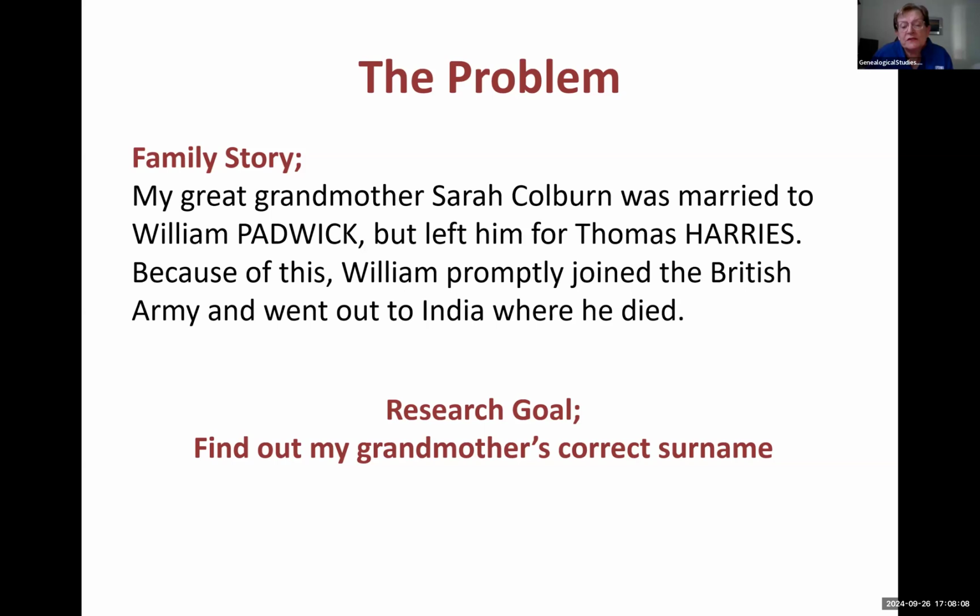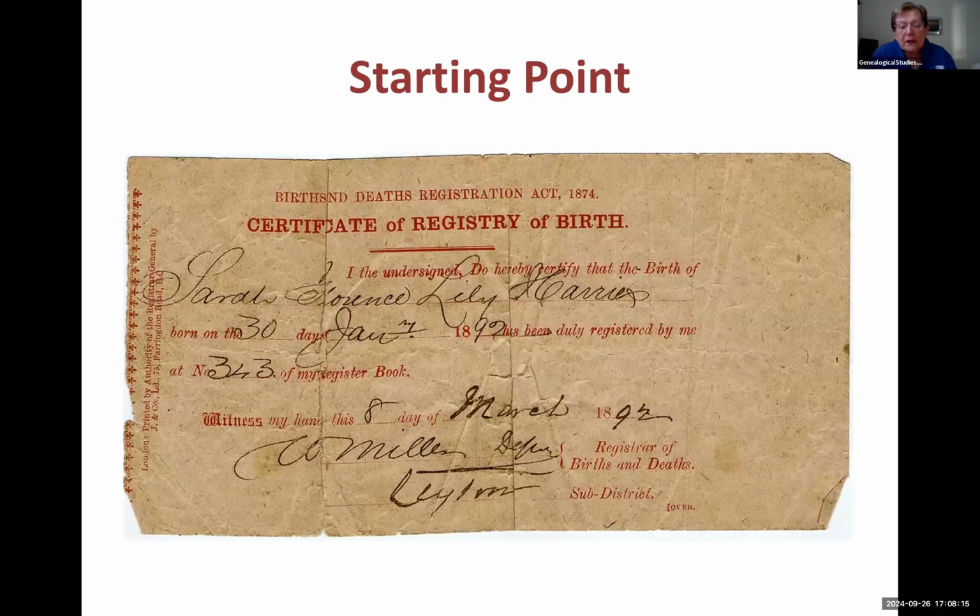So the research goal was to find out grandmother's correct surname. What did I have as a starting point? This is known as the short version of a birth certificate. This is the version that everybody got when they registered a birth. It was the free one. If you wanted one of the glorious, fully detailed ones, you had to pay for it. So my grandmother ended up with the free version of her birth.